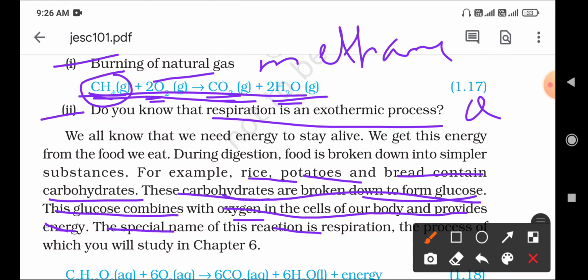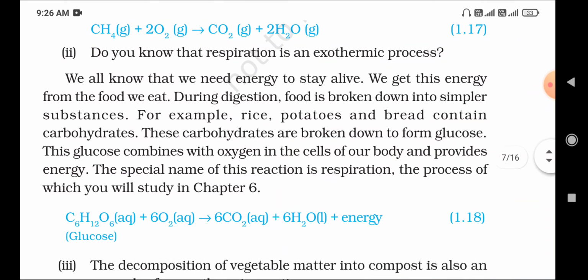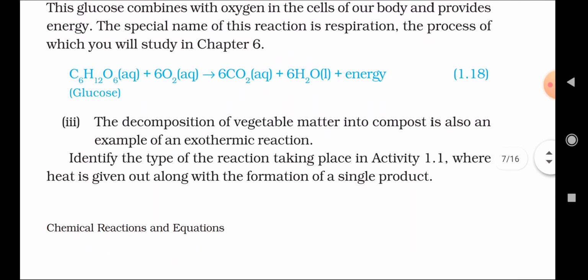So in this whole process, what is happening? Breakdown of food particles into glucose. That process is called respiration. What is respiration? What are the types? How do we get the energy? All this we will discuss in the next chapter, life processes.